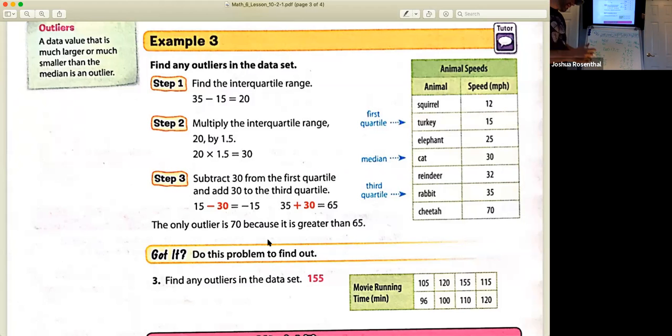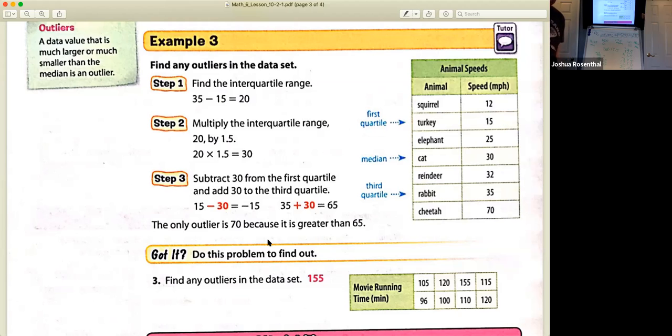How much fun is that? I never knew that there was that 1.5 multiplier to tell if something's an outlier or not. Prior to that, you just had to make a judgment call whether it was an outlier or not.